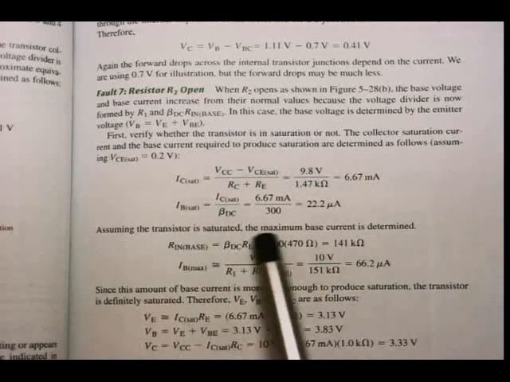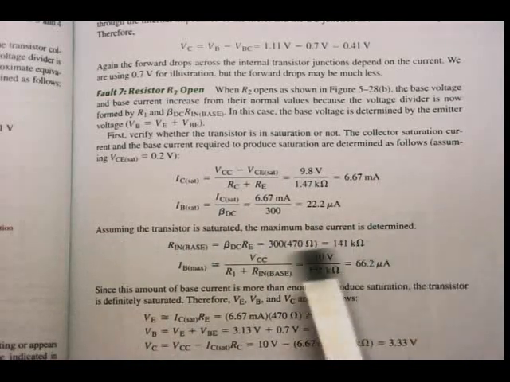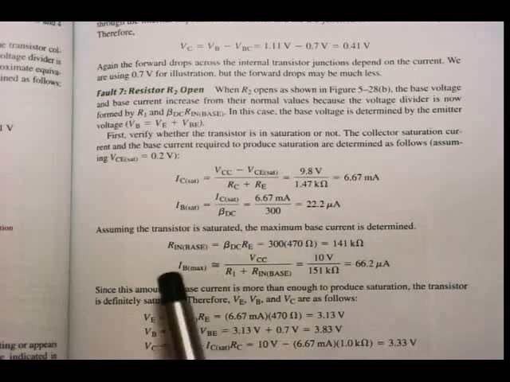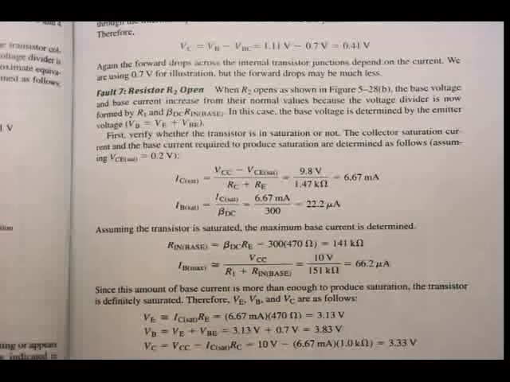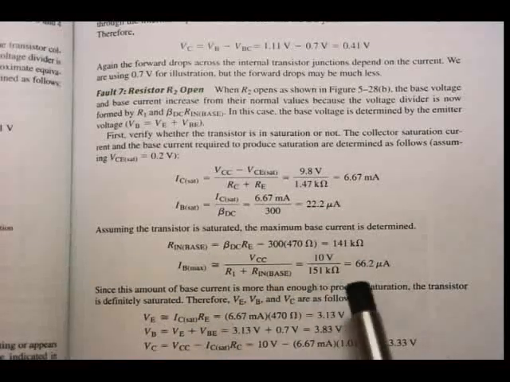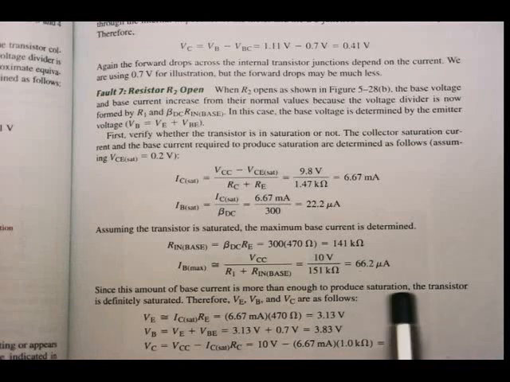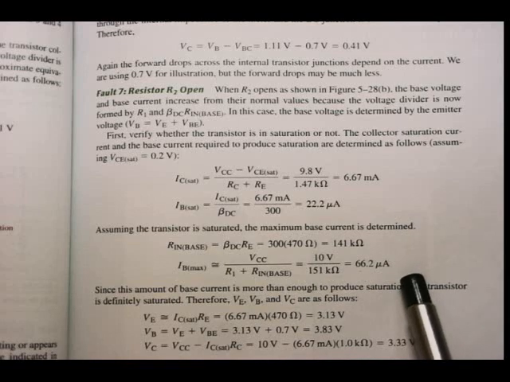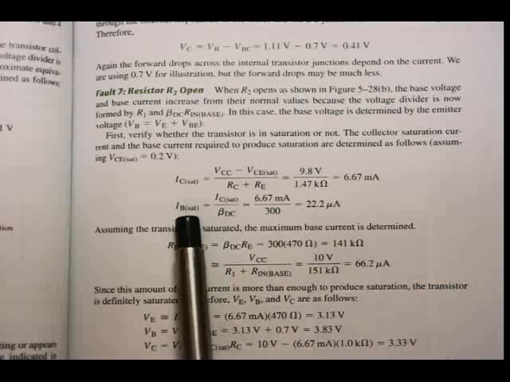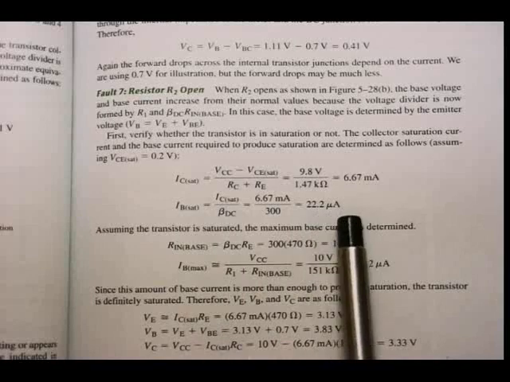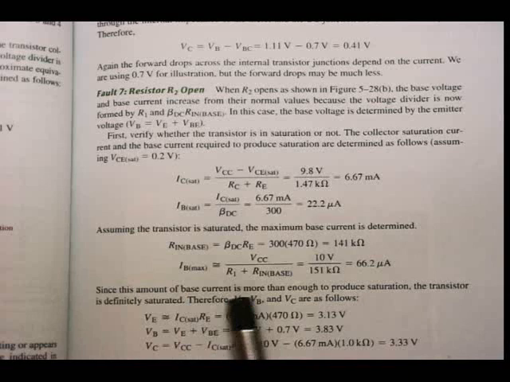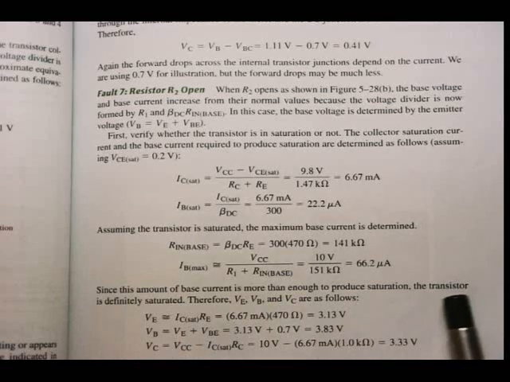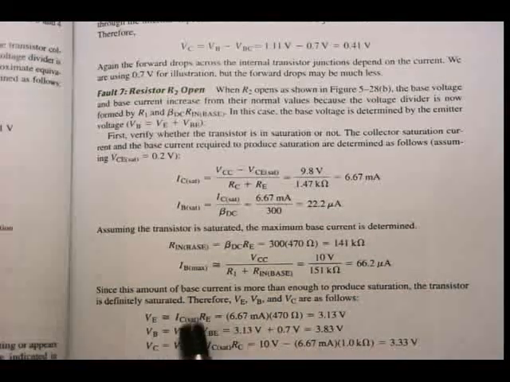Now, assuming that the transistor is saturated, the maximum base current is determined. R in at the base I can calculate. IB is then going to be VCC divided by the total resistance, R1 and R in at the base, because R2 is open. This gives me a current of 66.2 microamps. If I compare with IB sat of 22.2 microamps, I can see that this is much larger. Since this amount of base current is more than enough to produce saturation, the transistor is definitely saturated.